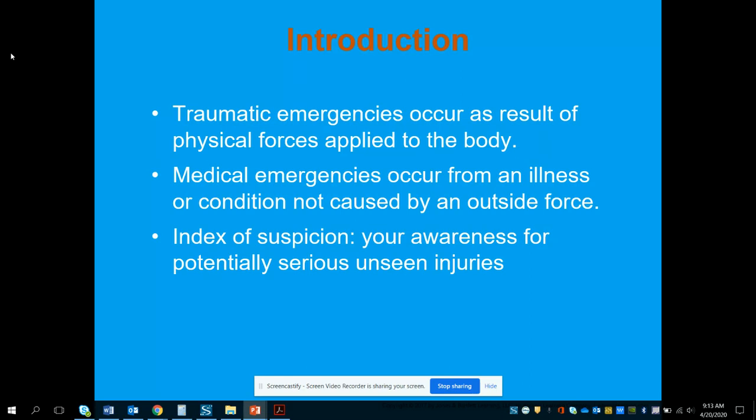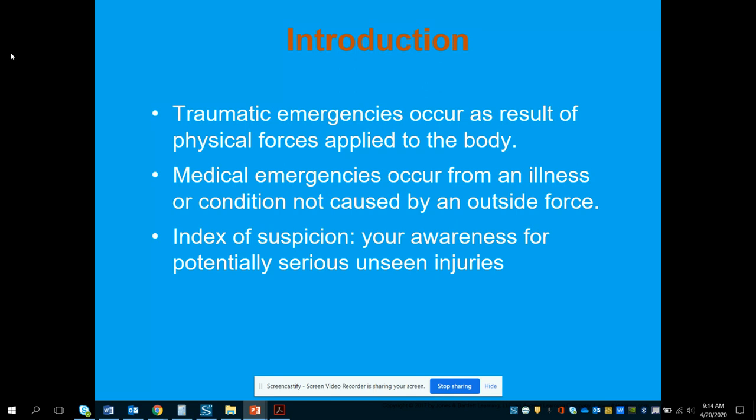So traumatic emergencies occur as a result of physical forces applied to the body, whereas medical emergencies occur from an illness or condition not caused by that outside force. And so obviously we know that's the difference between a traumatic injury or a mechanism of injury and a nature of illness type of call. Now, remember, a patient can be suffering from both, so we don't want to get tunnel vision on that, and we want to have an index of suspicion, which is your awareness for potentially serious unseen injuries.